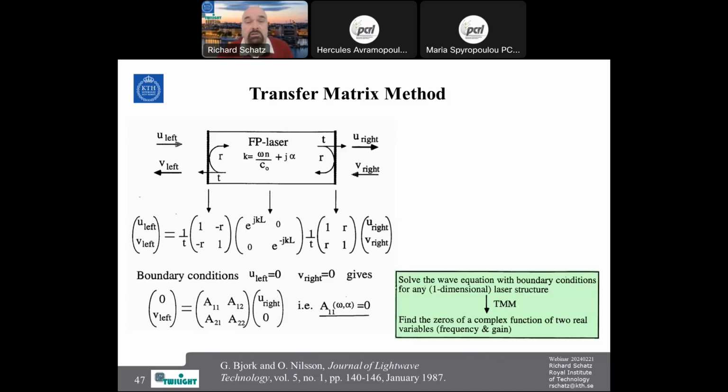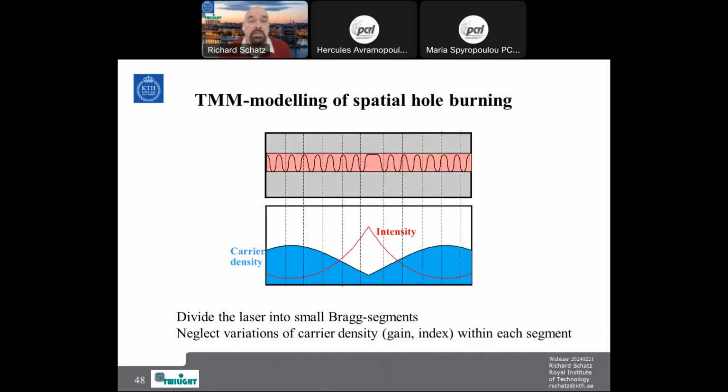What the transfer matrix method does is that, instead of using the wave equation and boundary conditions, you use transfer matrix methods, and then this problem reduces to finding the zeros of a complex function of two real variables, the frequency and the gain. So, for instance, if you want to model spatial hole burning, then you divide the laser into small segments like this. Within each segment, you assume the carrier density to be approximately constant, and then you can calculate what the resonance condition will be when you have spatial hole burning in this case.